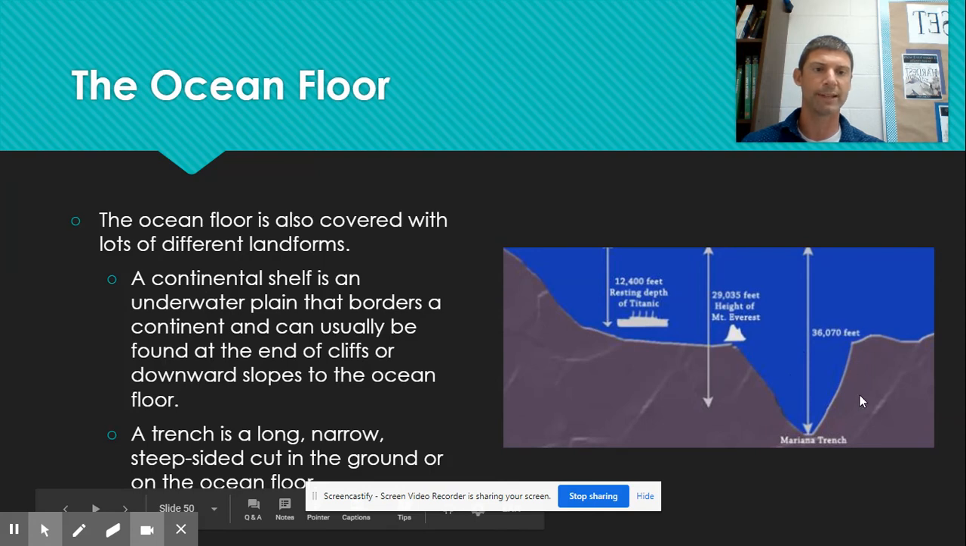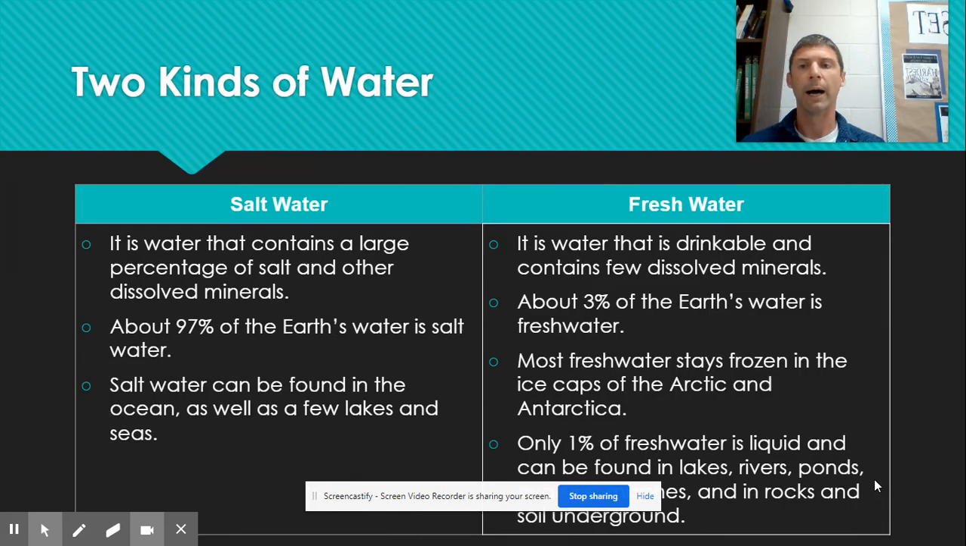It's 36,000 feet deep. Mount Everest is only like 29,000 feet tall. So just definitely a lot of extremes that exist. Even in the ocean, lots of the areas have not been explored.